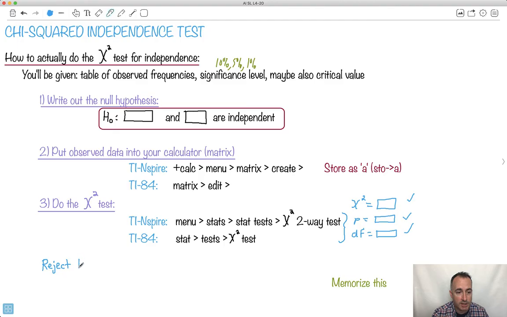You need to reject H0 if, and there are two conditions when we can reject H0, the p-value is less than the significance level. I'll write it down as nicely as I can. So if the p-value is less than the significance level, then you reject H0. If the chi-squared statistic is greater than your critical value, you also reject it. Critical value.